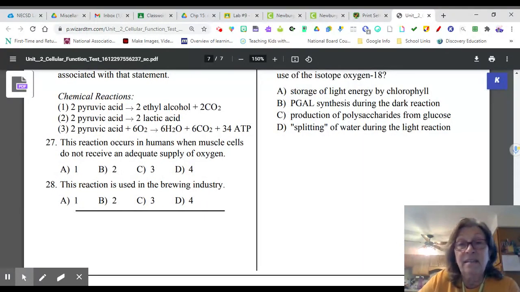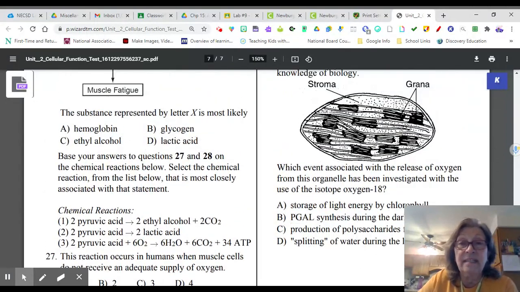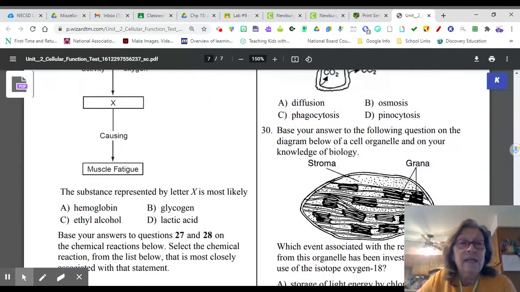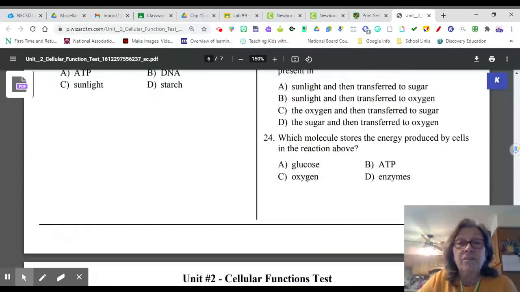That is the end of reading the test, Unit 2, Cellular Functions.